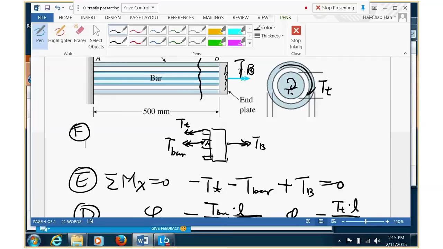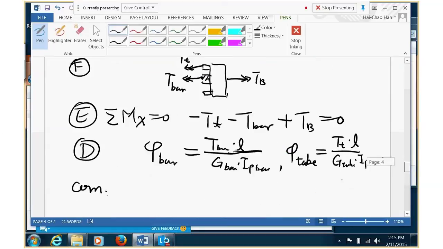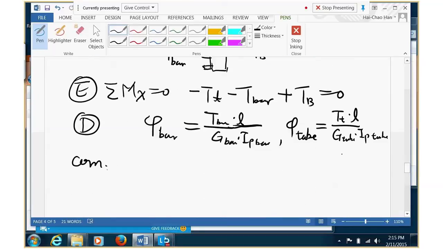So the compatibility in this case is easier than chapter 2. That is, the phi bar will equal the phi tube, and that is actually the angle you're looking for. That's the additional equation that we can add to the equation of equilibrium, and that additional equation will make it possible to solve. Now quickly, let's solve it together. I think this is easy, maybe too easy, mathematically.